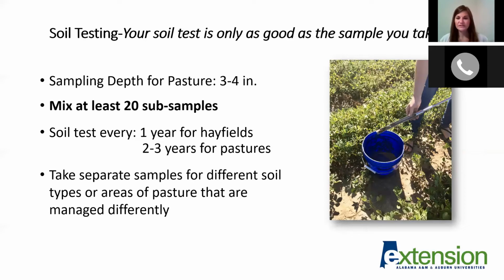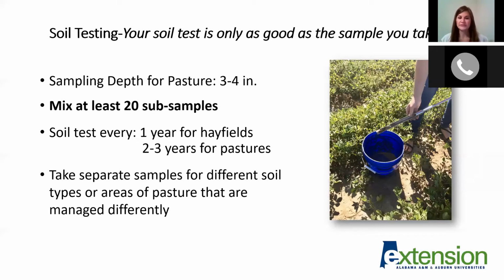We recommend that for hayfields, you soil test every year, because again, we have a lot of nutrients that are being removed in hay systems, and then for pastures, every 2 to 3 years. We also recommend taking separate samples for different soil types. So if you know you have soils that are very sandy in one part of your field, and then soils that are more clay in another type, it's important to sample those separately, because nutrient recommendations will be calculated differently for those 2 different soil types.